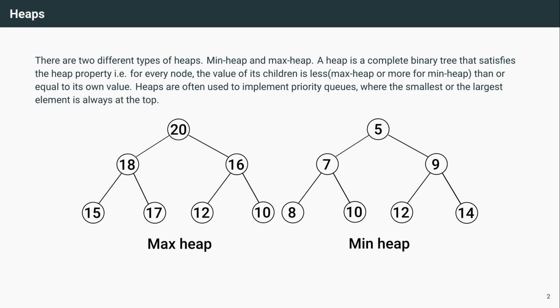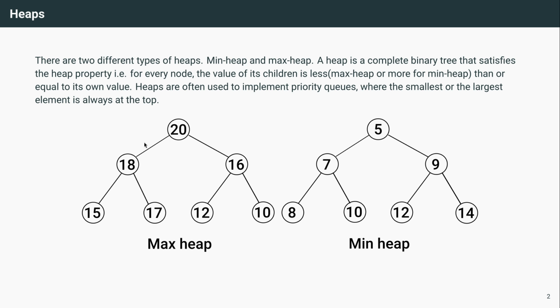So heaps are of two types. One is min heap, another is max heap. A heap is a complete binary tree that satisfies the heap property. The heap property is that in the case of a max heap, the root node will be the largest, and the subtrees will also have this property.